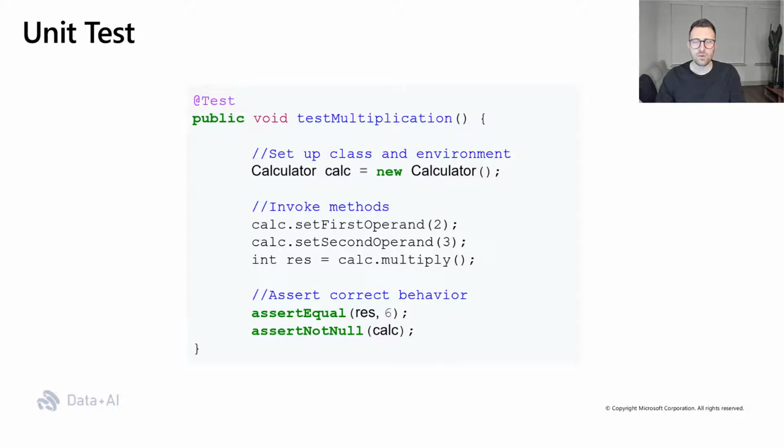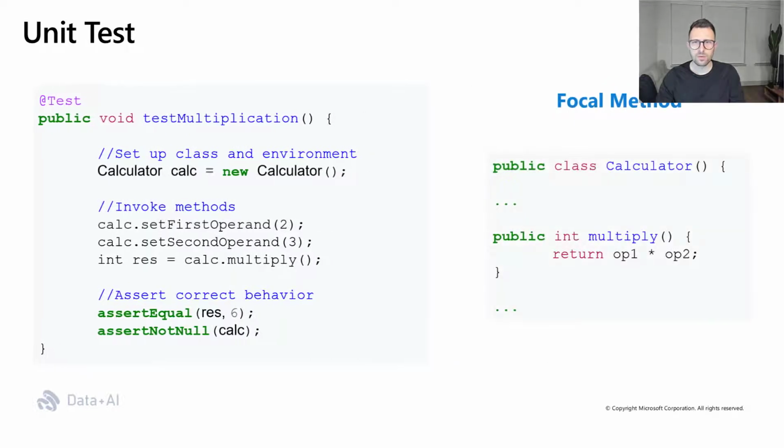While this test invokes multiple methods, the main method under test is the multiply method. This can be inferred by the name of the test case, which is testMultiplication, and also from the fact that some of the assert statements are checking the results returned from the method invocation. We call this method the focal method.